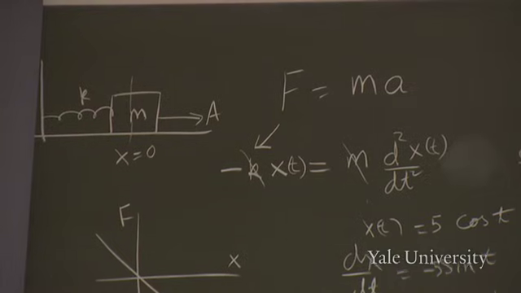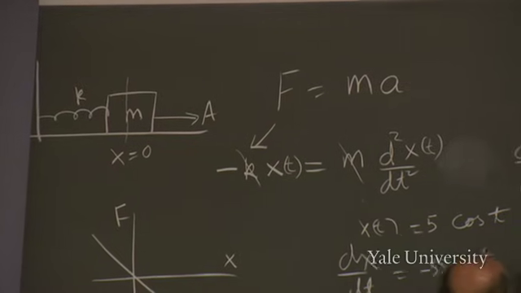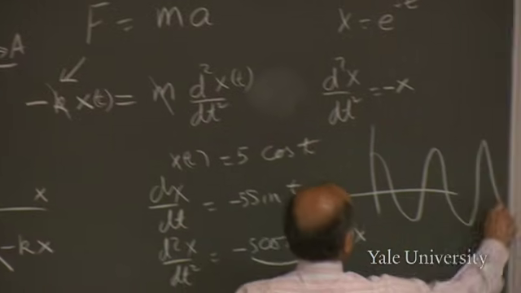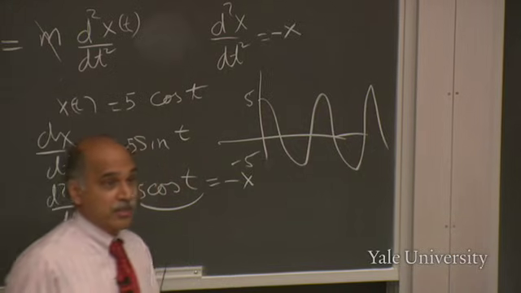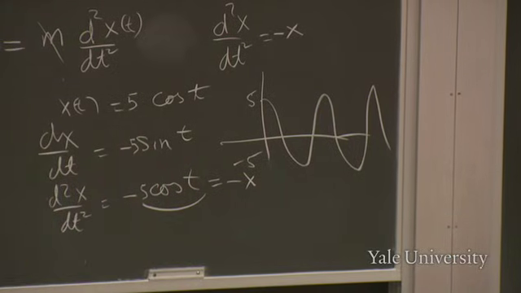And what this tells you then, you can now plot this. This is a graph that looks like this. Goes from 5 to minus 5 and repeats itself, and it's very nice. That's what we think the spring would do. Now, you think this is a real spring, or I'm missing something? Is this the whole story?